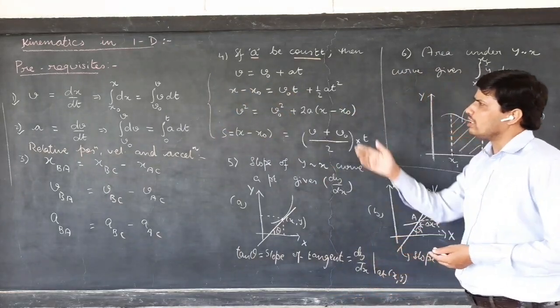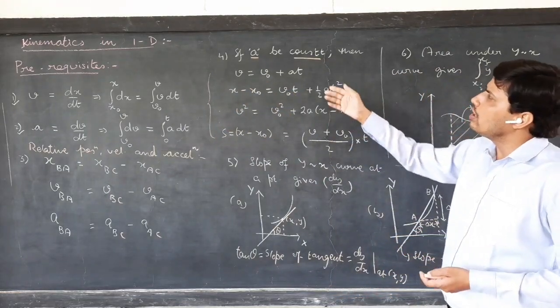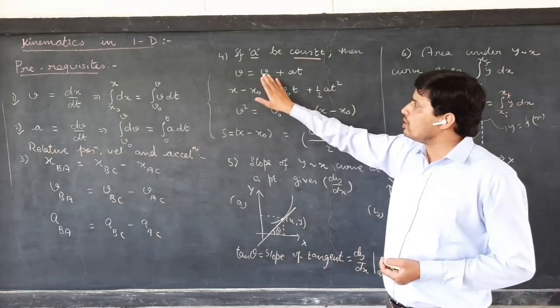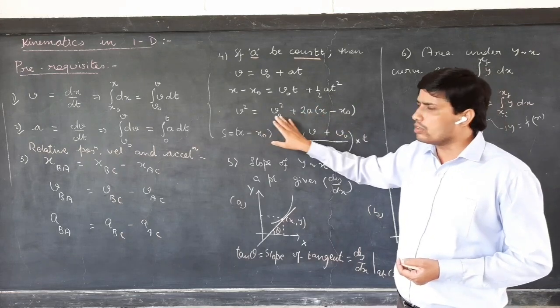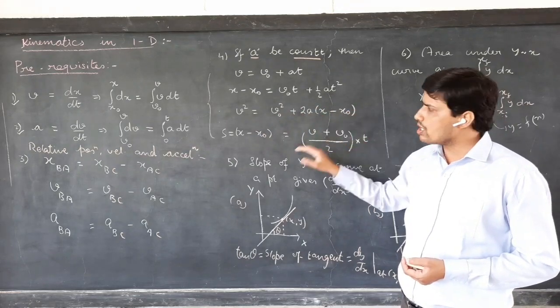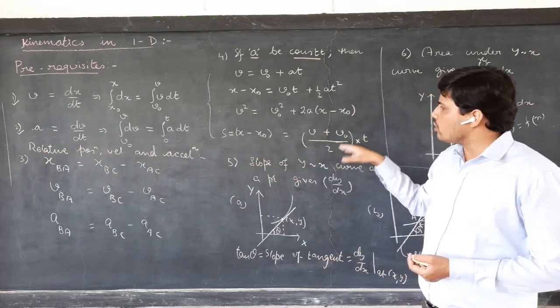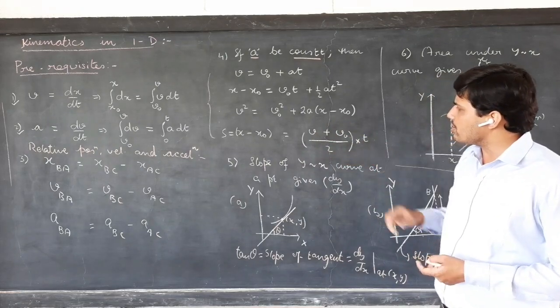So we have 4 of them. I need not read all of them. You know these equations. V is V naught plus at. Displacement is V naught t plus half a t square. V square is V naught square plus 2a displacement. And displacement is average velocity multiplied by time.